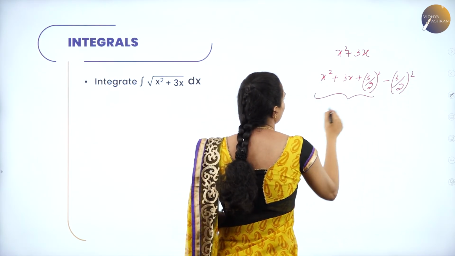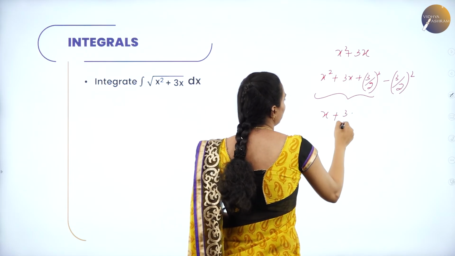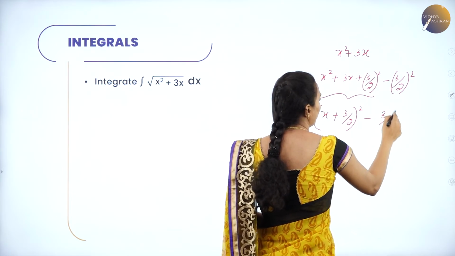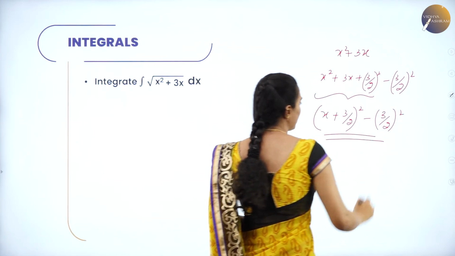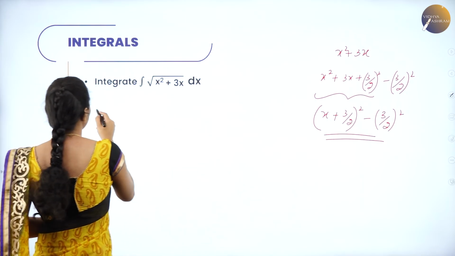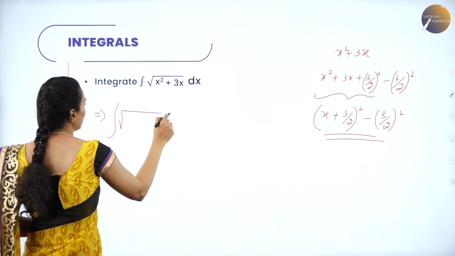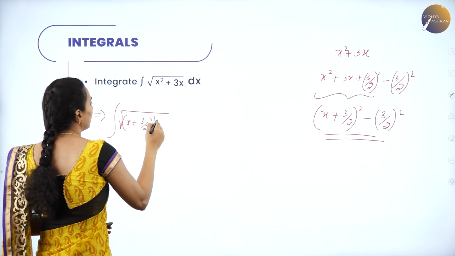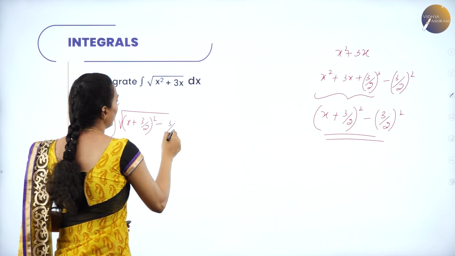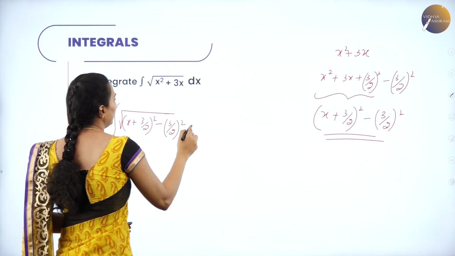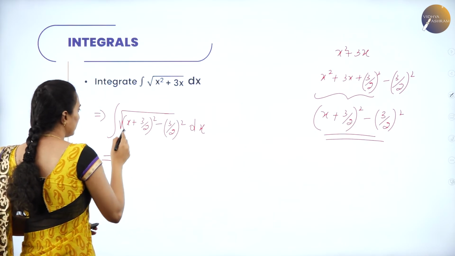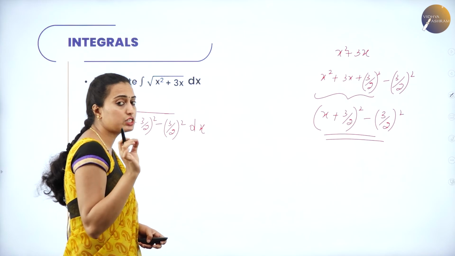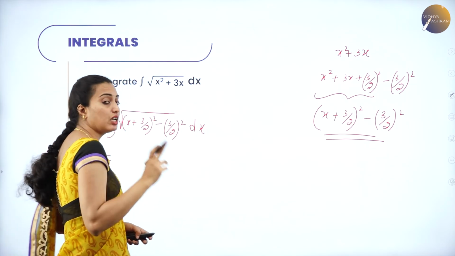So this will become what? (x plus 3 by 2) whole squared minus (3 by 2) whole squared. Now, this is of the form x squared minus a squared. I can write that as the integral of under the root of (x plus 3 by 2) whole squared minus (3 by 2) whole squared into dx, which is here x squared minus a squared. Just now we wrote down the formula. Here x is replaced by x plus 3 by 2. Remember, a is replaced here by 3 by 2.